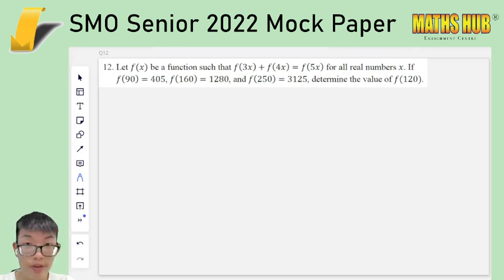Question 12. This is a functional equation. Let f(x) be a function such that f(3x) plus f(4x) equals f(5x) for all real numbers x. We're given 3 values, f(90), f(160) and f(250), and we're asked to determine the value of f(120).